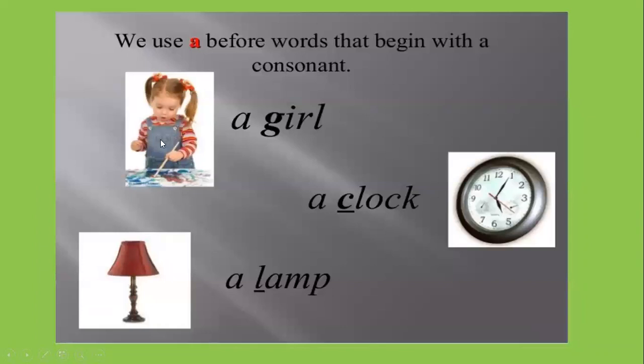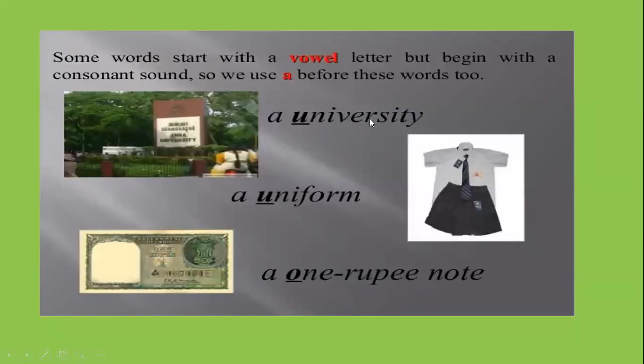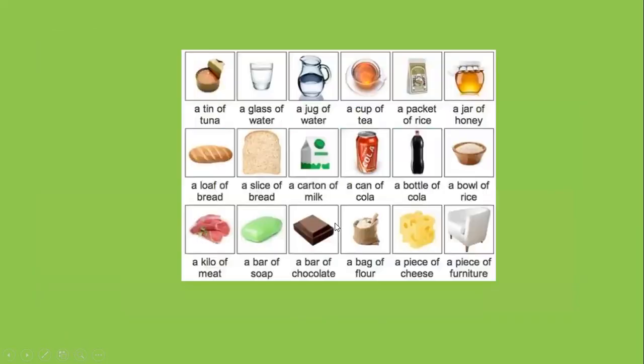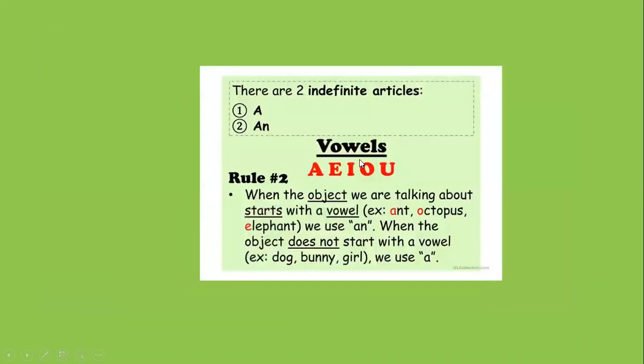Now, a singular, countable noun with a consonant sound: a girl, a clock, a lamp. Look here, university: just now I said you pronounce it "yu", so here we write a university, a uniform, a 1 rupee note. But you have to remember these are countable. When they are uncountable, we will not use "a" or "an".